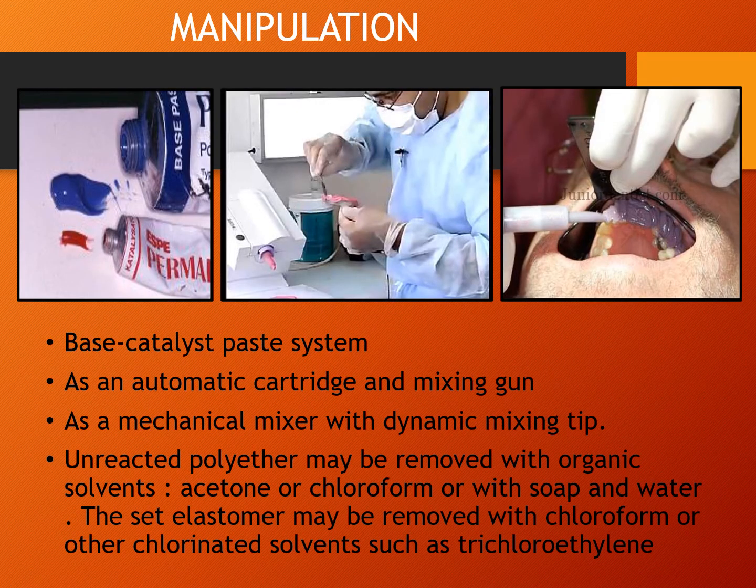Coming to the manipulation of polyether, which is available as a base catalyst phase system. So it can be used in an automatic cartridge and mixing gun or in a mechanical mixer with dynamic mixing tip. And the unreacted polyether should be removed with organic solvents like acetone, chloroform, or with soap and water. And the set elastomer should be removed with chloroform or other chlorinated solvents such as trichloroethylene.